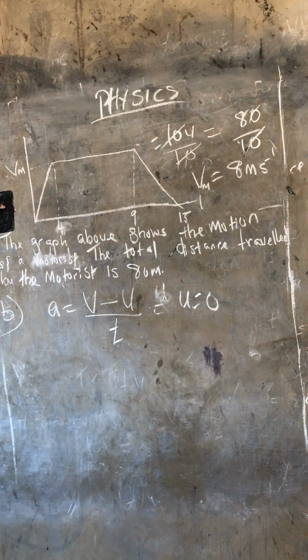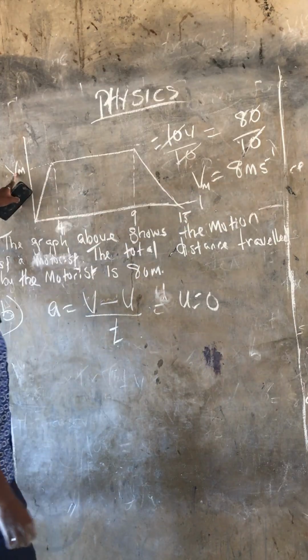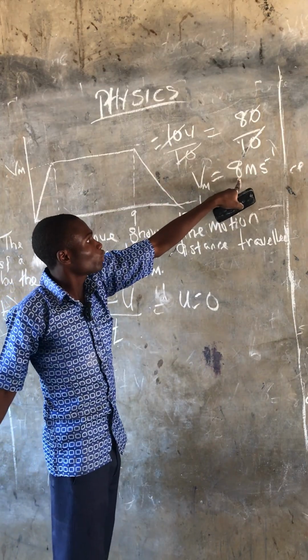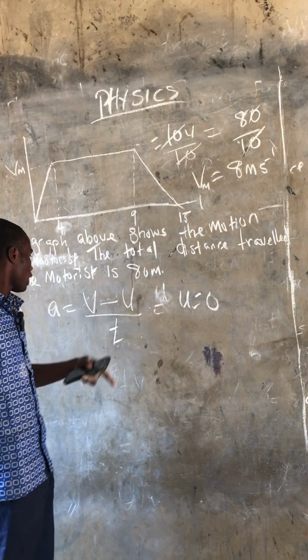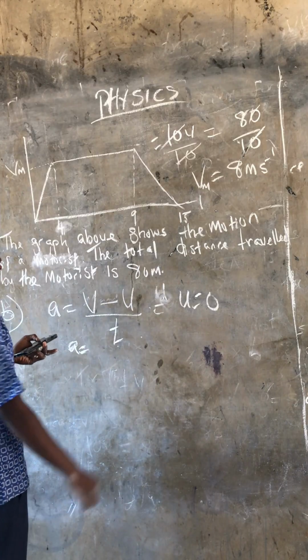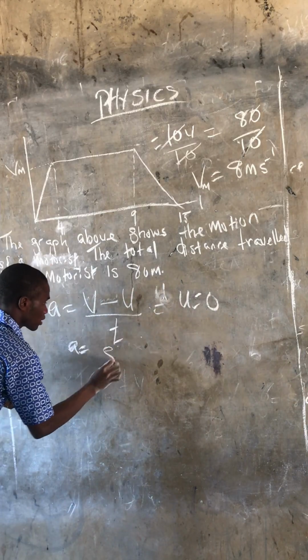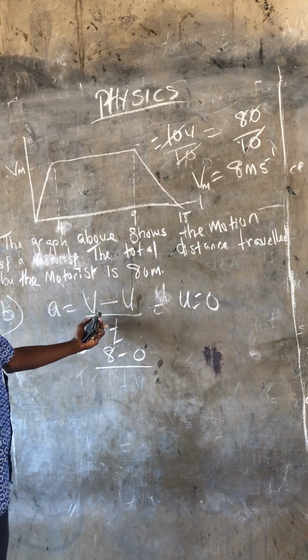Then we already have our maximum speed, which is 8 meters per second, the final velocity. So now we can say a is equal to v, which is 8 minus 0, all over our time.